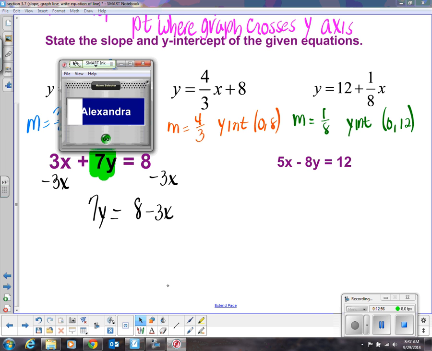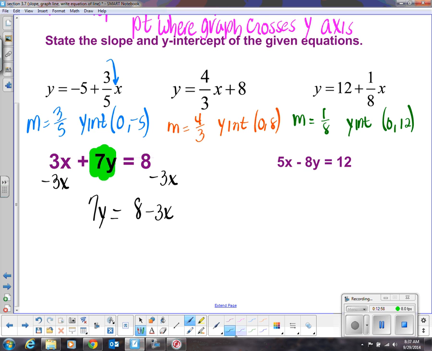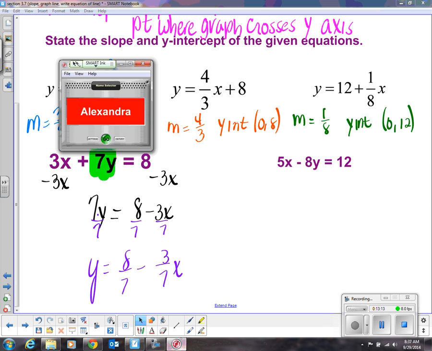How do I disconnect 7 and y, Sandra? Are they connected? Divide. Now, when you divide, I want you to divide everything individually by 7. So y is going to be 8/7 minus 3/7 x. At this point in time, you should be able to identify the slope and y-intercept.